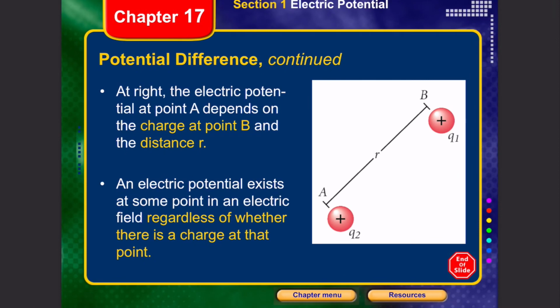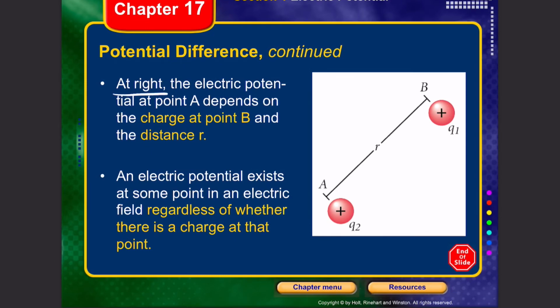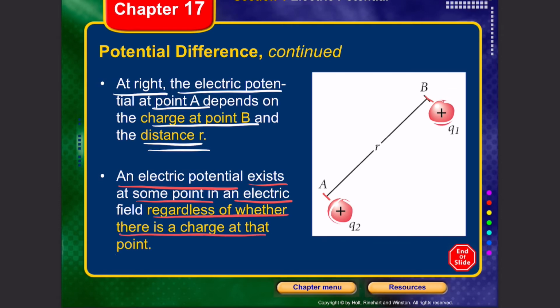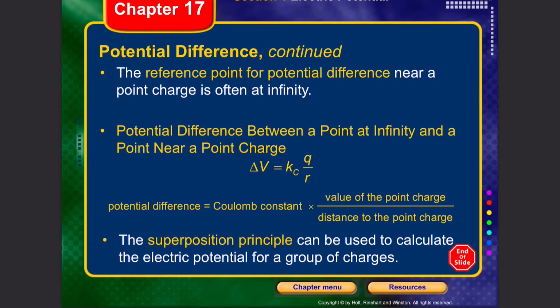Now let's continue our discussion on potential differences. The electrical potential at a point A depends on the charge at point B, the distance between the two charges, and the position where it lies. An electrical potential only exists at some point in an electrical field regardless of whether there is a charge at that point. So remember that any electrical potential will always exist at some point in an electric field regardless of whether there is a charge at that particular point. Even if there is no charge, it means that there is a potential there.